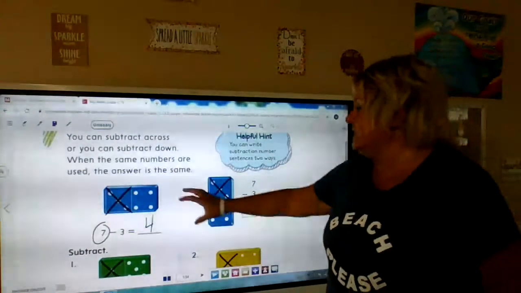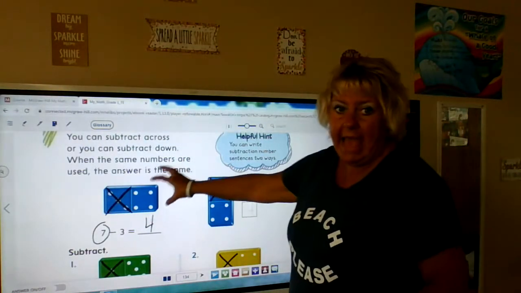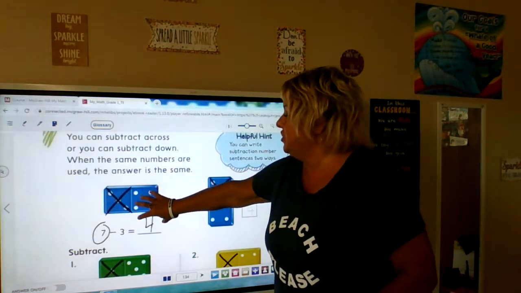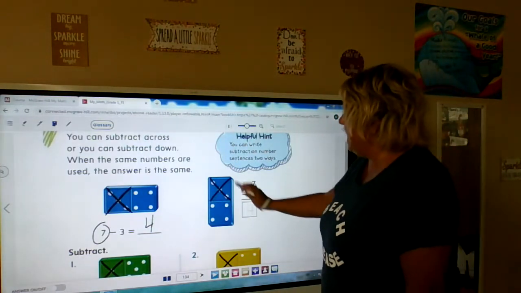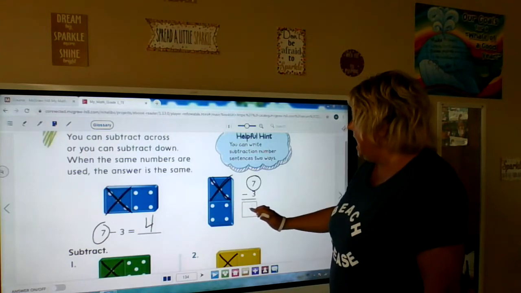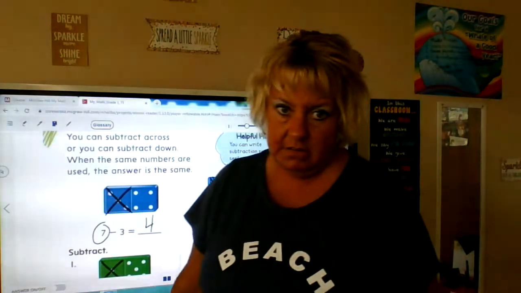Okay, we can take that domino and we can turn it. We're not adding any dots. We're not subtracting any dots. We're just turning it so that it's up and down. 7 is the whole. Take away 3 again. I'm still going to have 4 dots left. Okay?